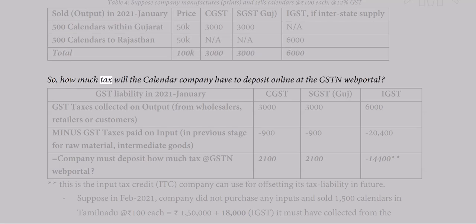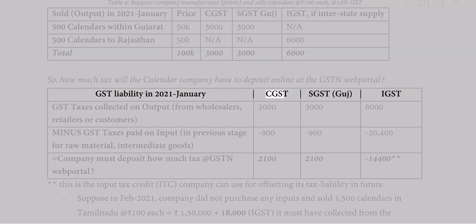So, how much tax will the calendar company have to deposit online at the GSTN web portal? GST liability in January 2021: GST taxes collected on output from wholesalers, retailers or customers, 3,000 and 6,000, minus GST taxes paid on input in the previous stage for raw material, intermediate goods, minus 900 and minus 20,400.